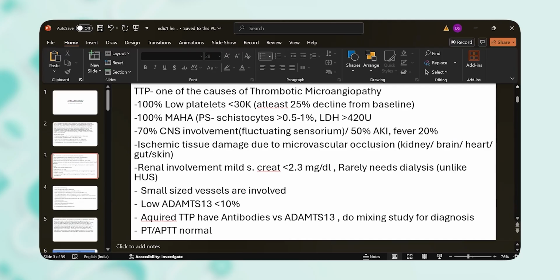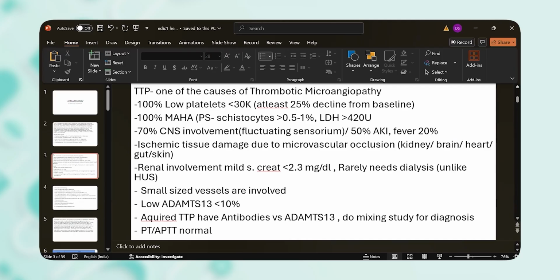Yes. So 100% low platelets, less than 30,000, is present to diagnose TTP. So low platelets should be one of the criteria. 100% of the time there should be MAHA, that is microangiopathic hemolytic anemia. So the peripheral smear will show schistocytes. Again, schistocytes might be there in DIC, in HIT also, in catastrophic APLA. But remember, schistocyte quantity is always higher in TTP. It's always more than 1%, 1 to 2%.